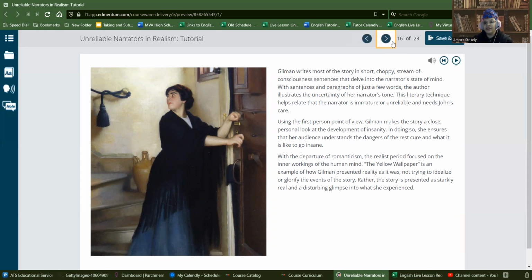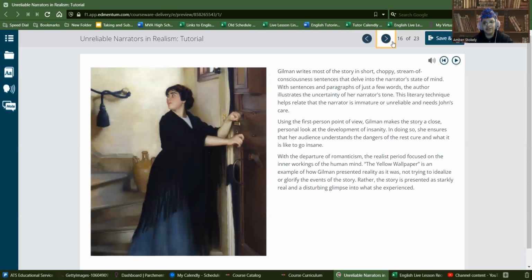And having sentences and paragraphs that just have a few words in them, like very simple sentences, you get the sense that she's a simple woman or immature in terms of how she phrases things. You feel like she needs John's care because she can barely phrase things in a way that makes sense.